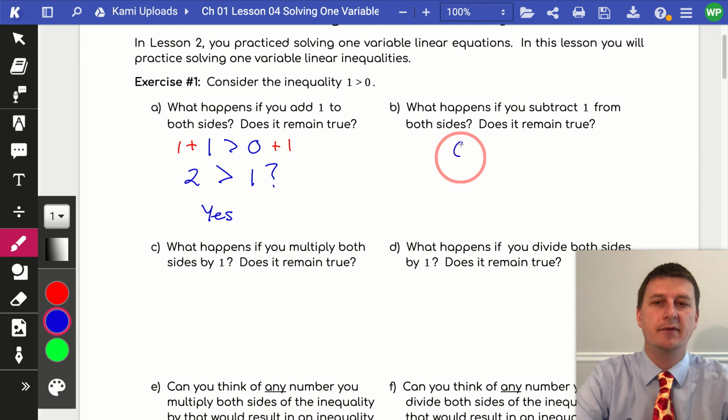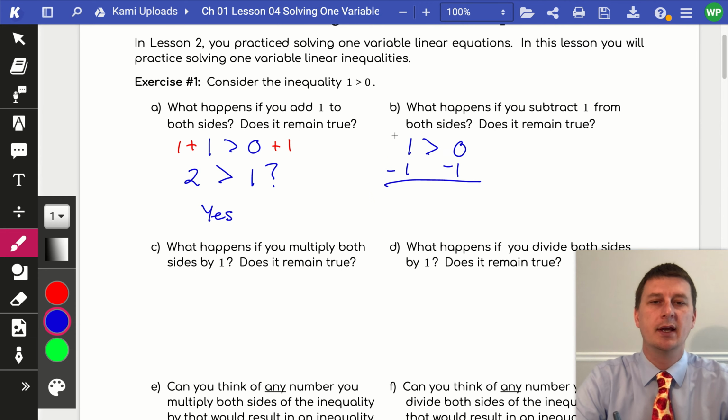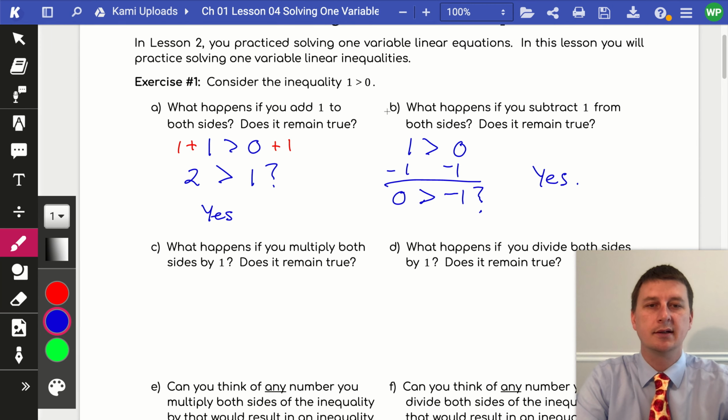So again, let's start off with 1 is greater than 0, and we're going to subtract 1 from both sides, and we'll get 1 minus 1 is 0, 0 minus 1 is negative 1, and is 0 greater than negative 1? And the answer there again is yes. So again, we could subtract 1 from both sides, and it does remain true.